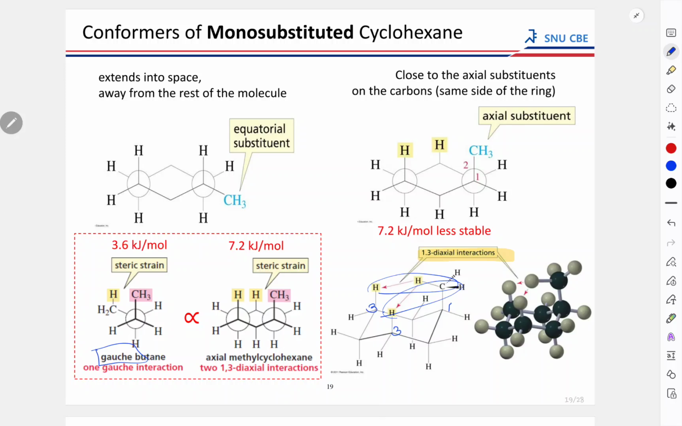So essentially, right, the gauche interaction and this 1,3-diaxial interaction are the same. The magnitudes are different because for the diaxial interaction, in this case, there are two pairs of the gauche equivalent. 그죠? 본질적으로 같다. 개수만 잘 세시면 됩니다.